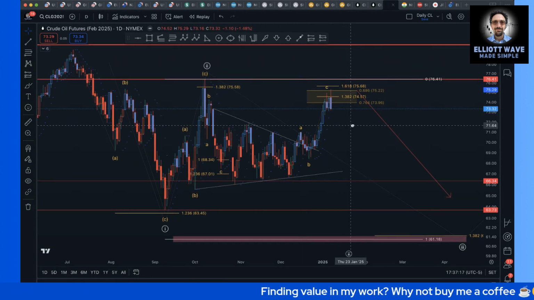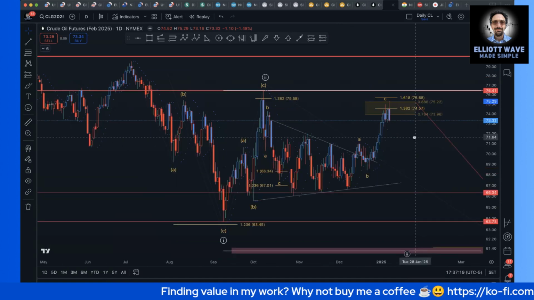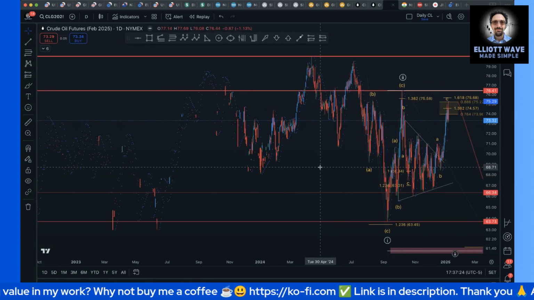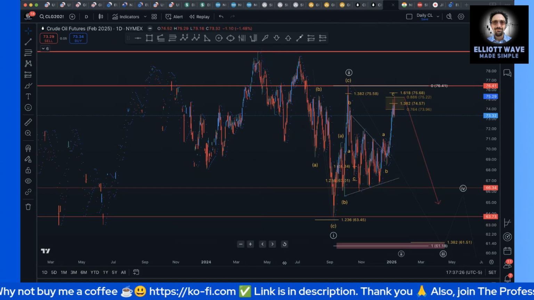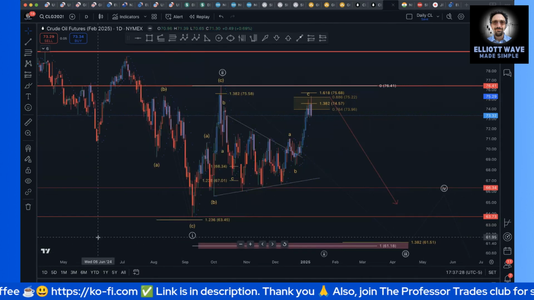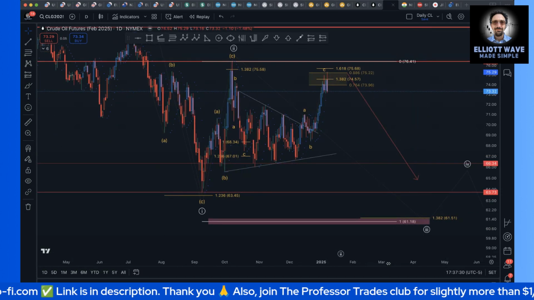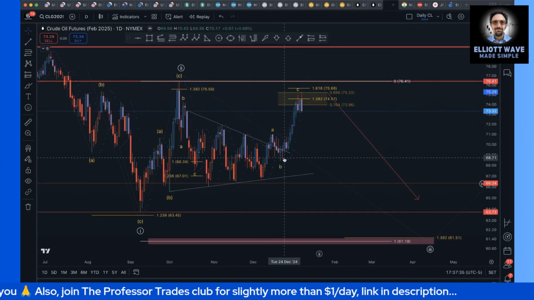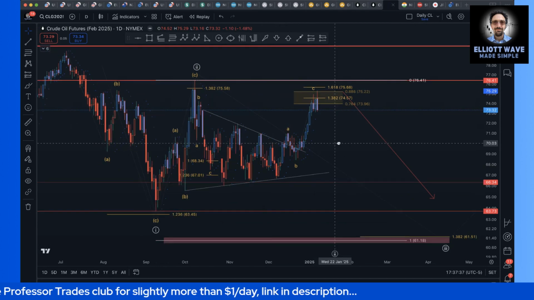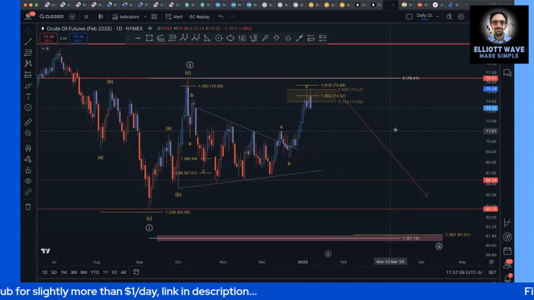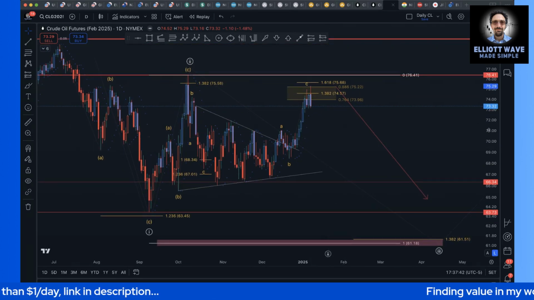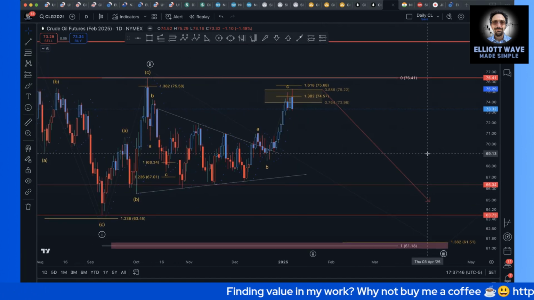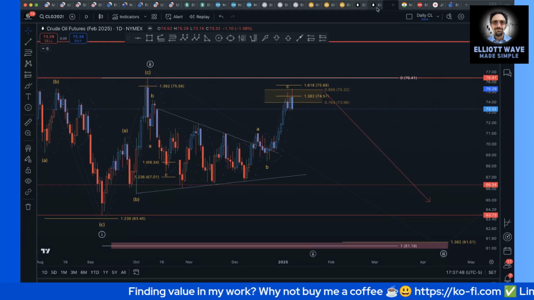Yeah, sure it did. But the idea is that crude oil is bearish. This, by the way, is the February contract on the NYMEX data feed. And so now it had a chance to lose it right here, but it didn't. It came up. So we had considered that. And if you're inside the Professor Trades Club, we adjust as new price information comes in. Same thing with Elliott wave theory, you adjust. All right, that's the daily chart.